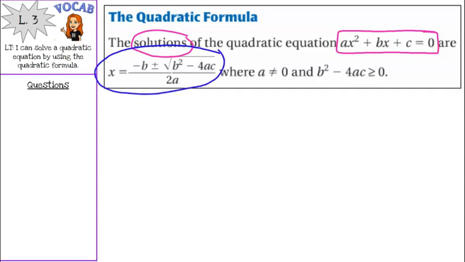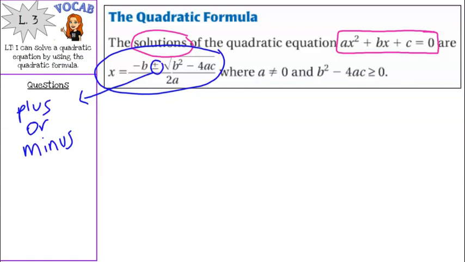x equals negative b. Now this symbol right here in the middle, you can see it's a plus sign on the top and a minus sign on the bottom. So we read this as plus or minus. That means we're going to be doing two operations. We're going to be doing plus and then we're going to be doing minus.